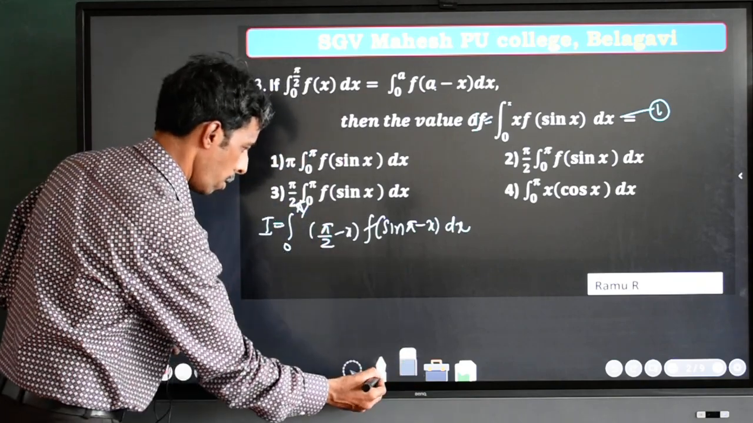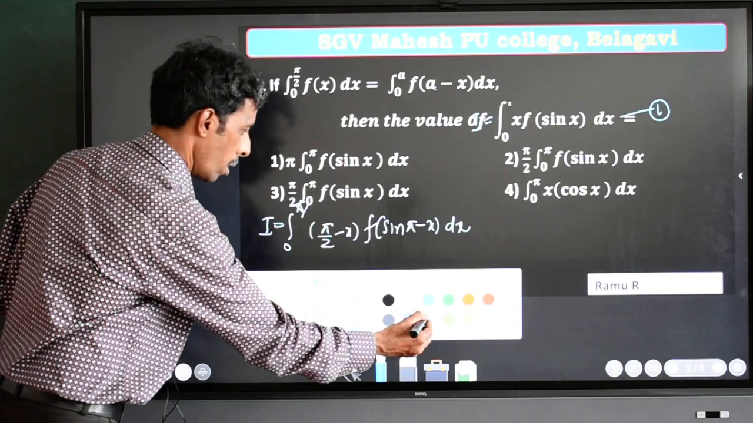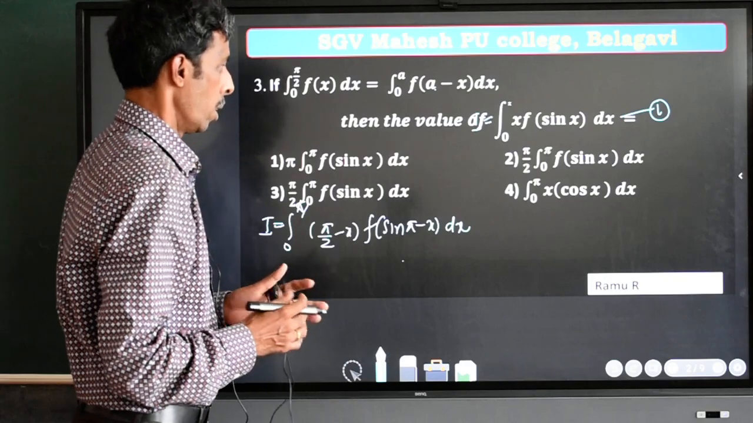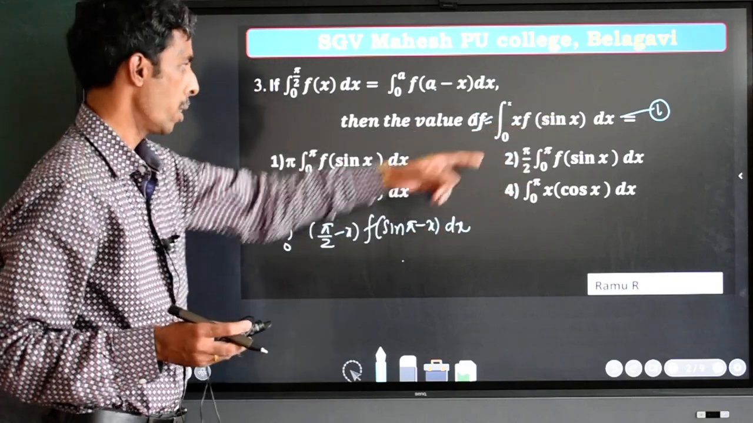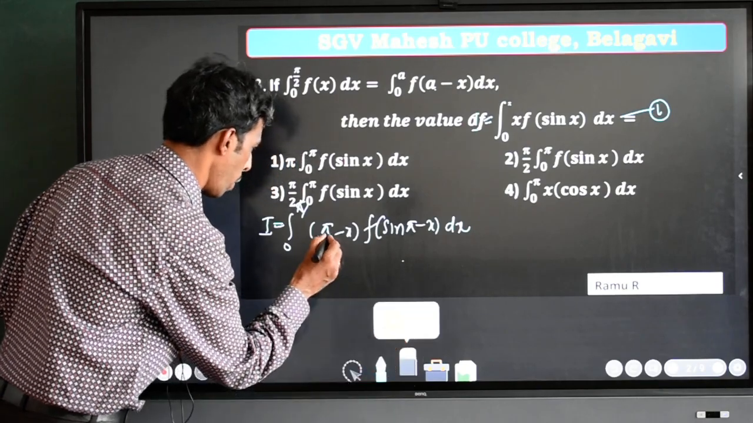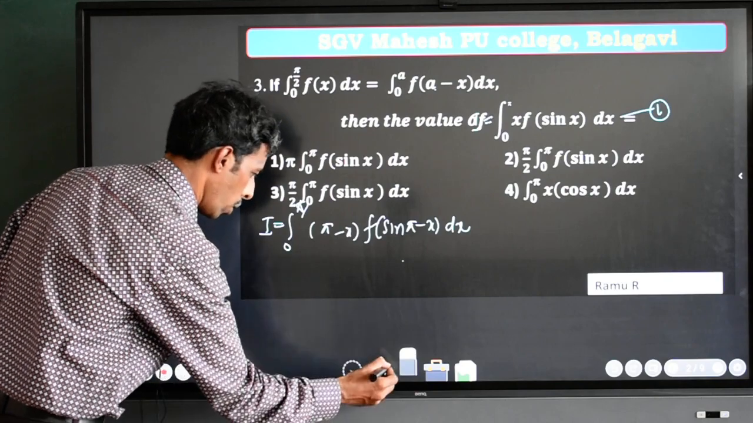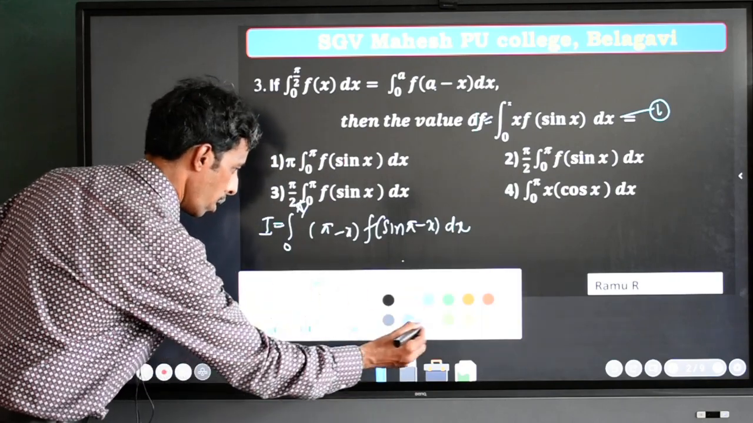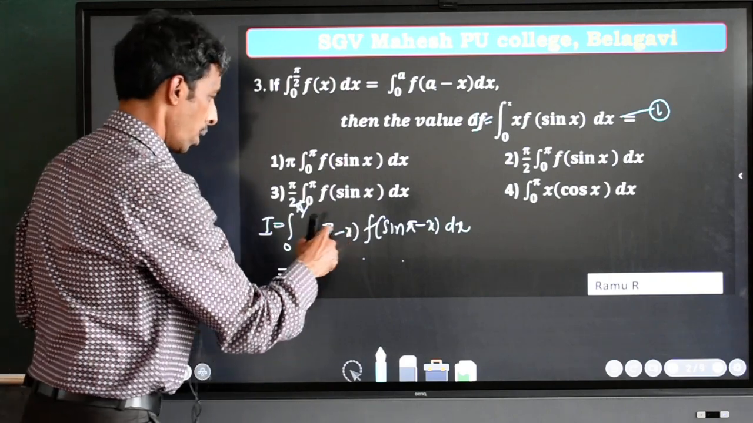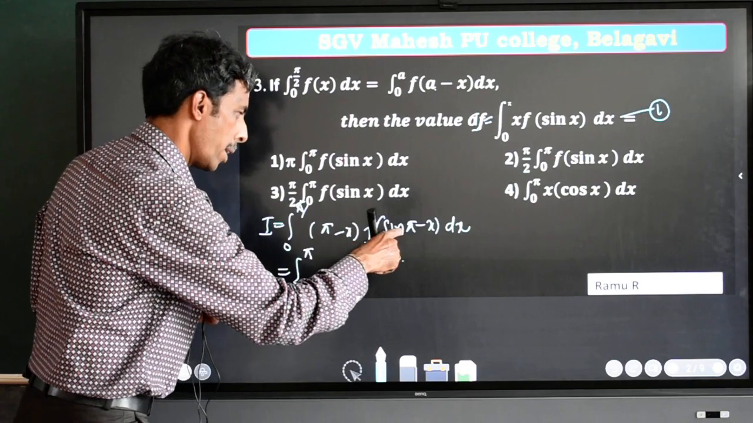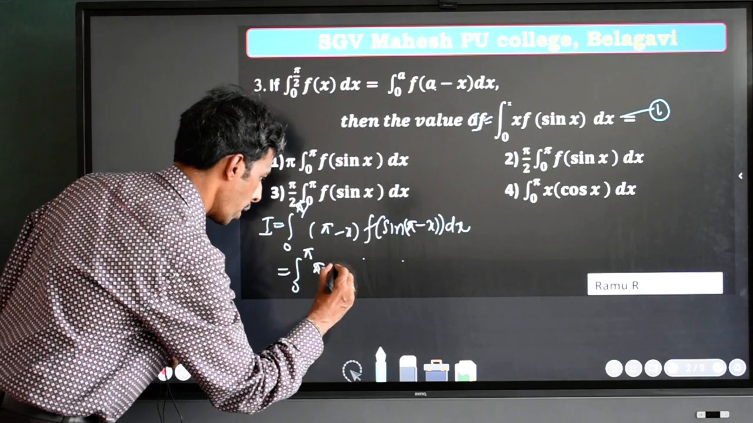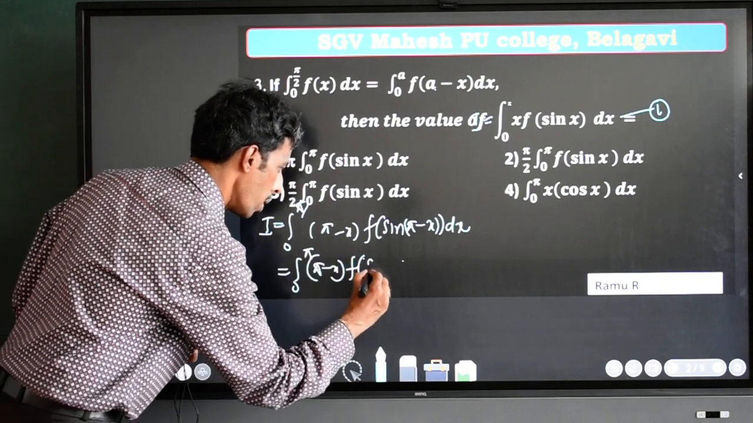Next, once you have written this, it is equation number 1. Next, it is again not pi by 2, it is also just pi. This is equal to the integral from 0 to pi of (pi minus x) f of sin x, since sin of (pi minus x) can be written as sin x.